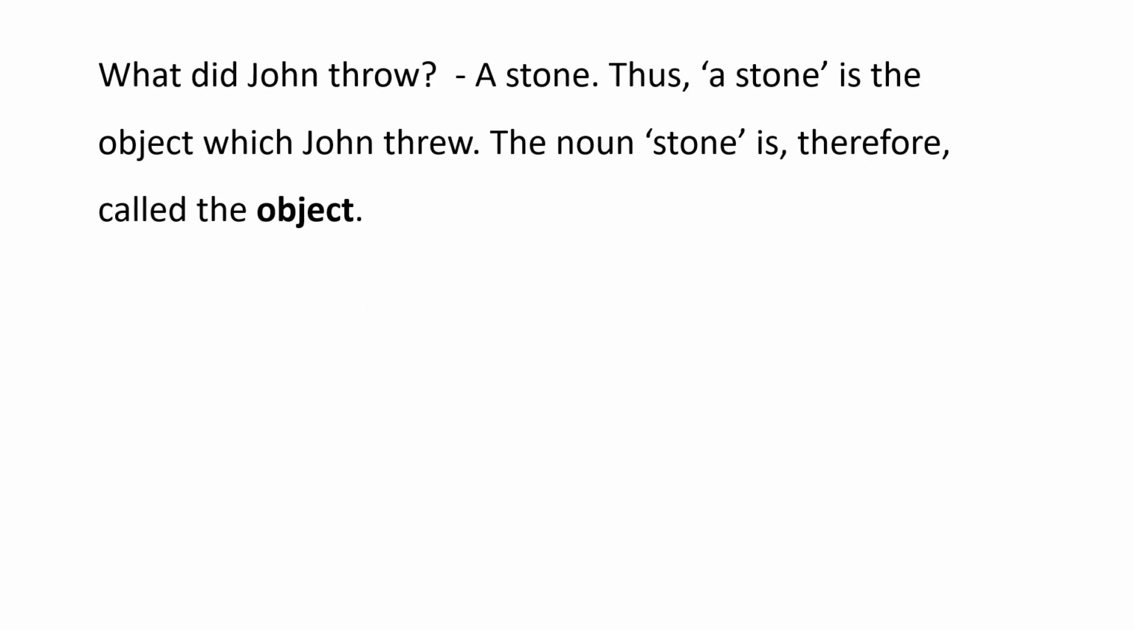What did John throw? A stone. Thus, a stone is the object which John threw. The stone is therefore called the object. So we must remember what a subject is, what a predicate is, and what an object is. In the sentence, John is the subject, threw a stone is the predicate, and stone is the object. The noun stone is therefore called the object.